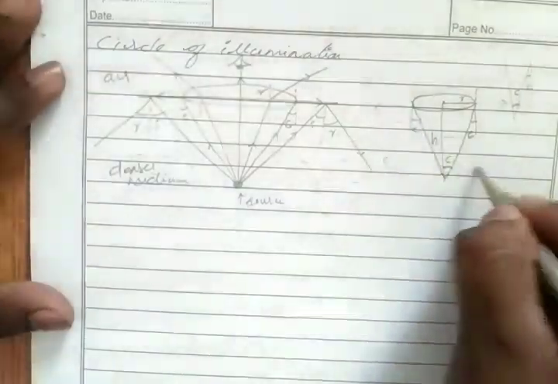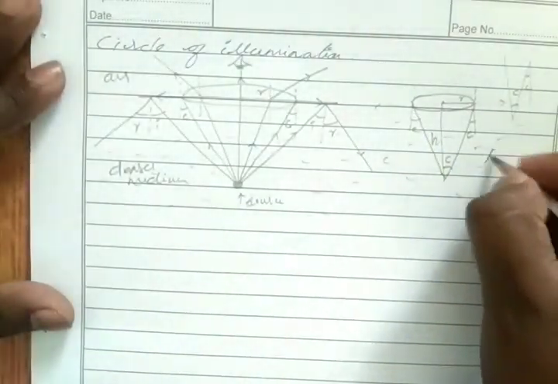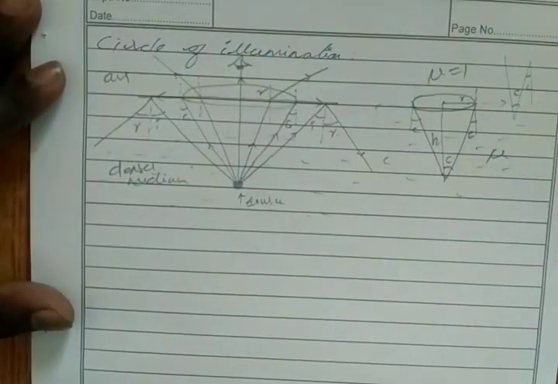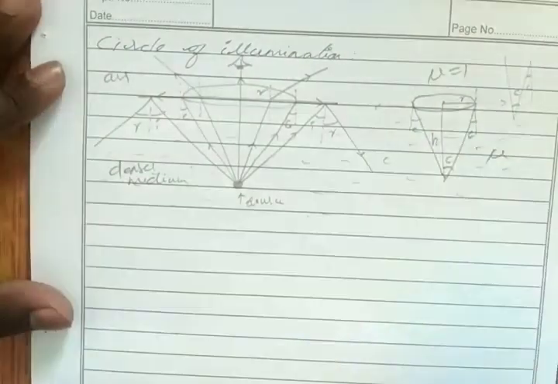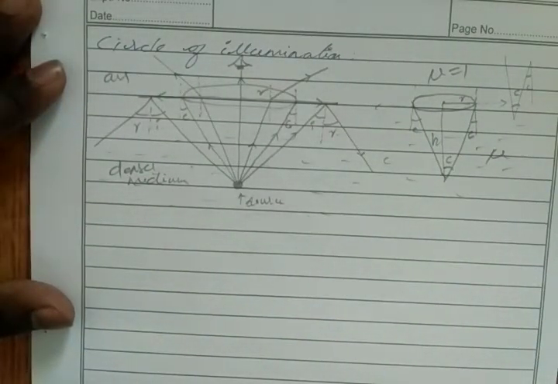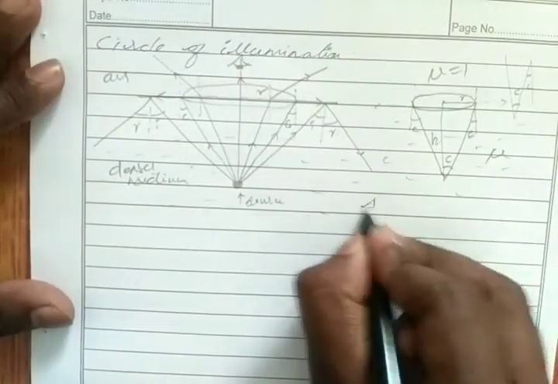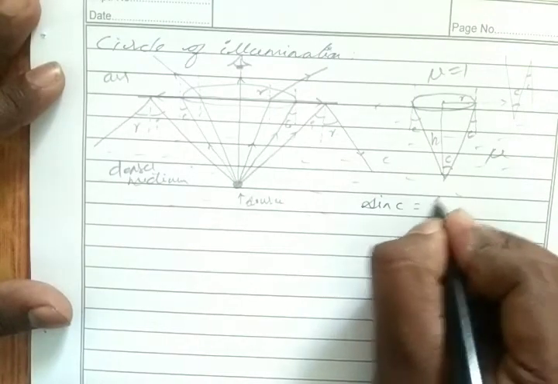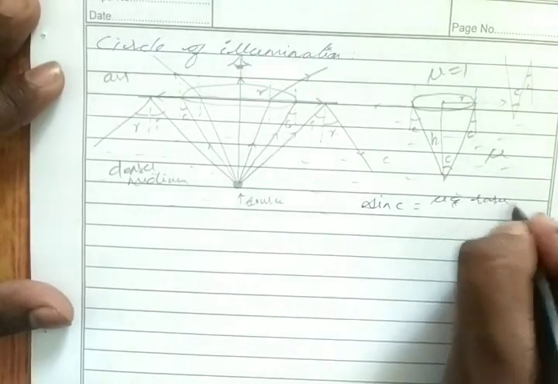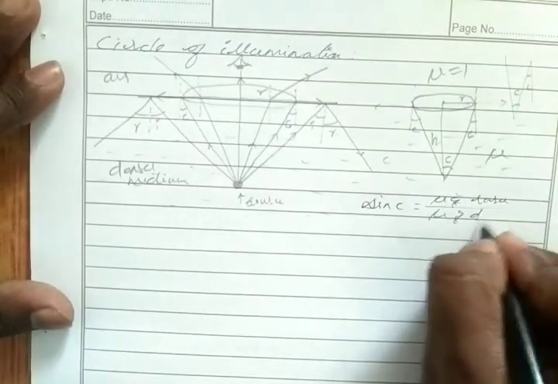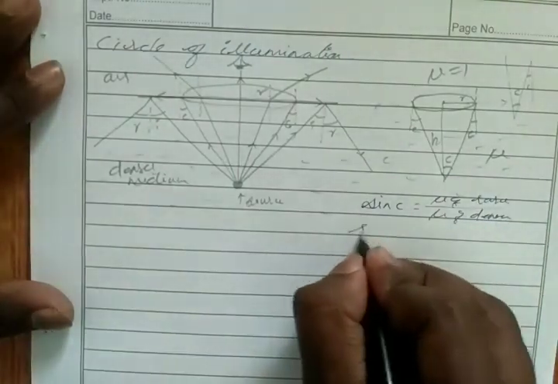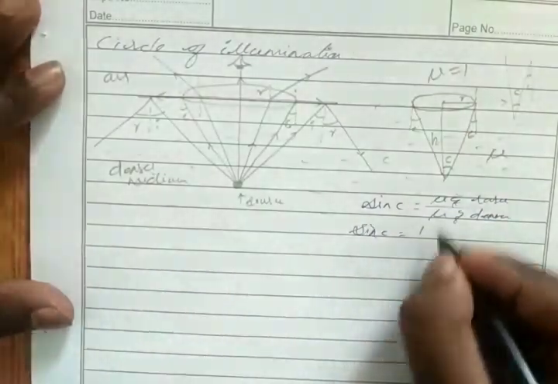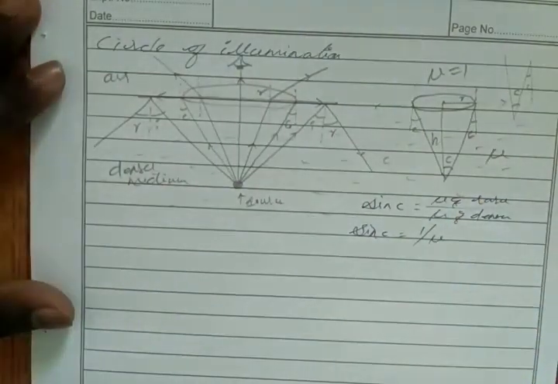Inside the water, which has some refractive index, and outside the water, the refractive index is 1. The total height is taken as h. We know the formula to find the critical angle: sin c equals the refractive index of the rarer medium divided by the refractive index of the denser medium. So sin c equals 1 divided by mu, where mu is the refractive index of the denser medium. So sin c equals 1 by mu.